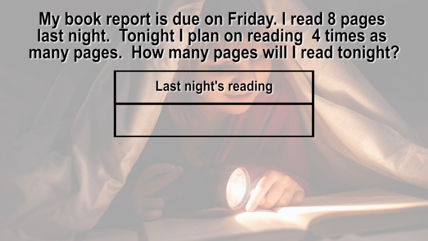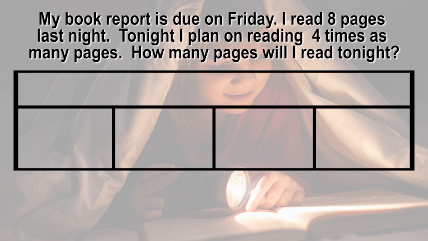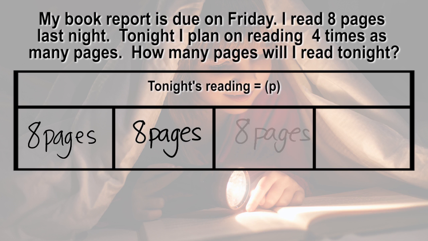First, let's look at last night's reading. 8 pages. It said in the problem that I was going to read 4 times as many pages tonight. So we will put in 4 individual boxes to represent the phrase 4 times as many. Tonight's reading will be represented by the letter P. To read 4 times as many pages as last night, we need 4 iterations of 8.